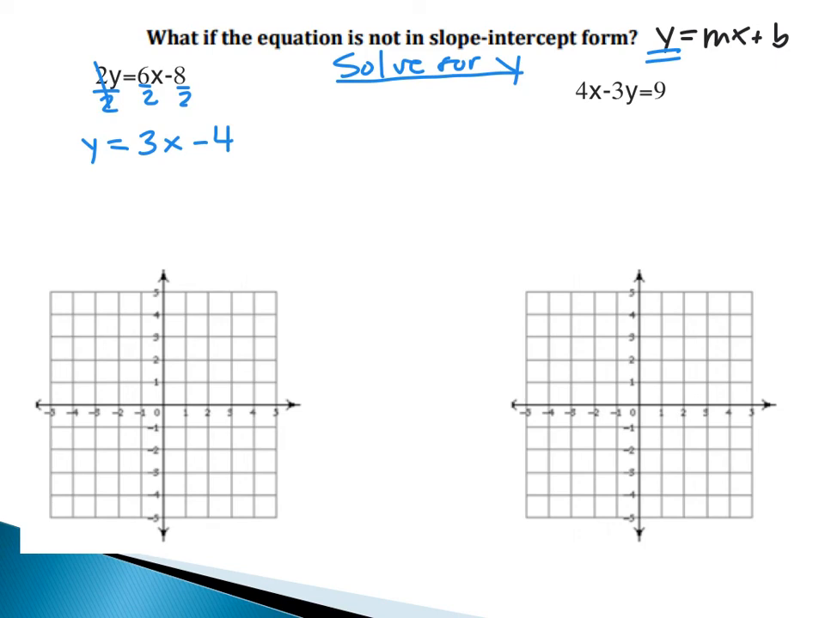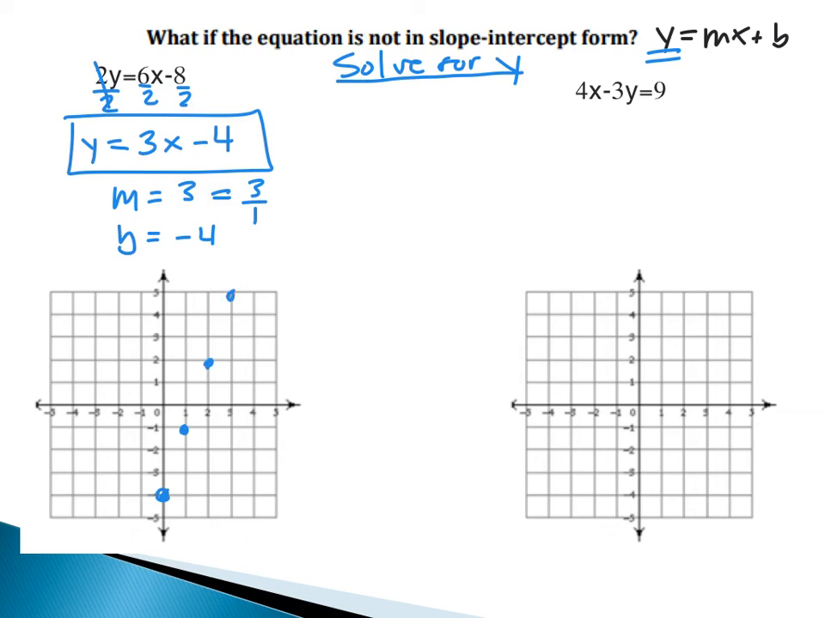Is this equation now in slope-intercept form? You betcha. Now I want to be able to graph this, so now I can recognize, hey, my slope is 3, which again is just equal to 3 over 1, and my y-intercept is negative 4. Make sure you pay attention to the sign. So I can graph this, start at negative 4 again, and now I'm going to go up 3 over 1, up 3 over 1, up 3 over 1, try and get as many points as I can, and then draw my line between those points. Ooh, that line was bad.